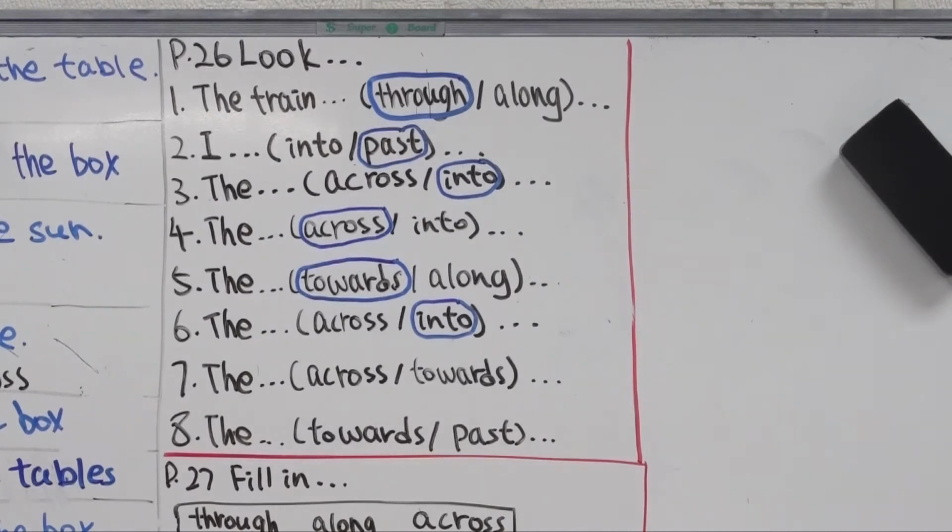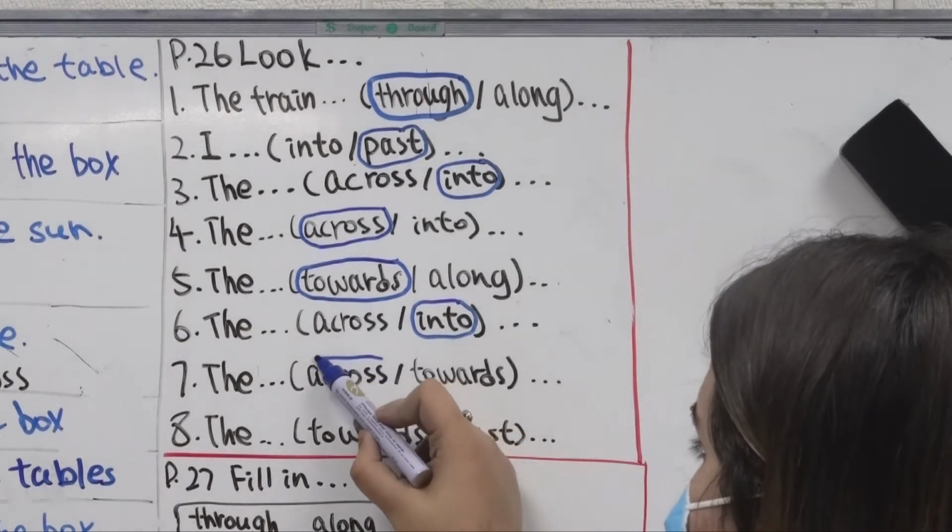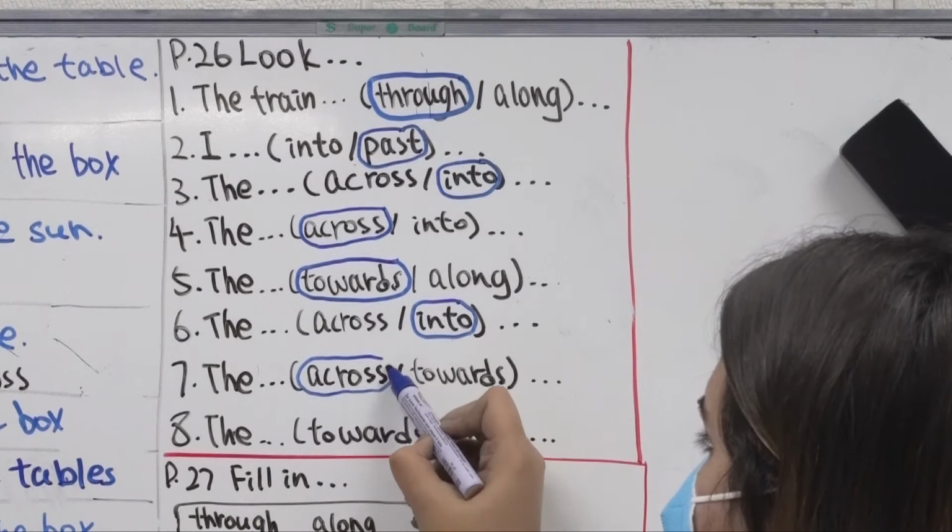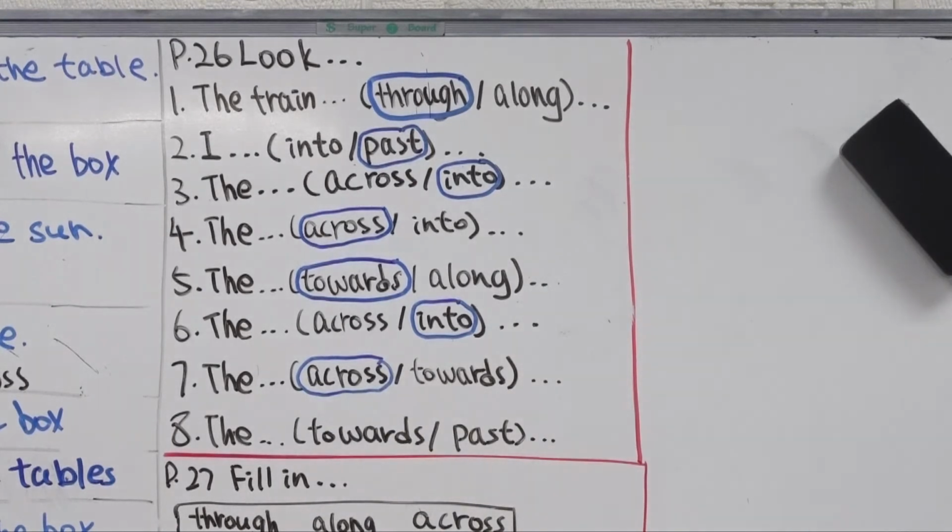Number 7. The man swam what? The river. The man swam across the river, right? Across the river. Across, from one side to another side, okay?